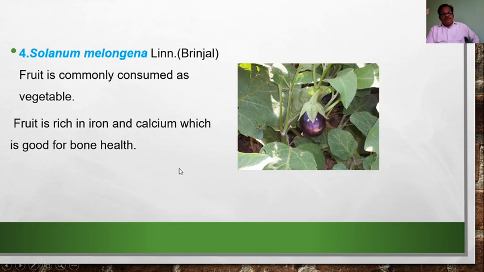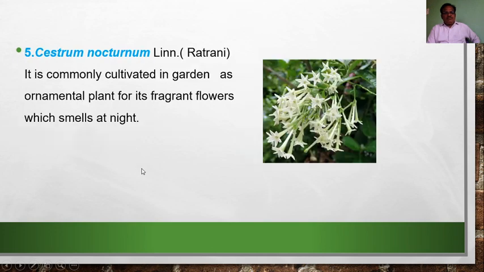Solanum melongena, which is known as brinjal. Brinjal means vangi in Marathi. So the fruit is consumed as a vegetable. It is cultivated by farmers for its fruit. Then the fruit is rich in iron and calcium, which is good for bone health.